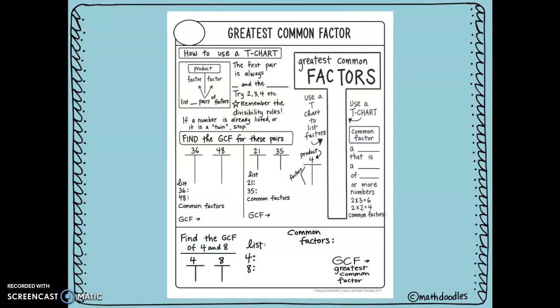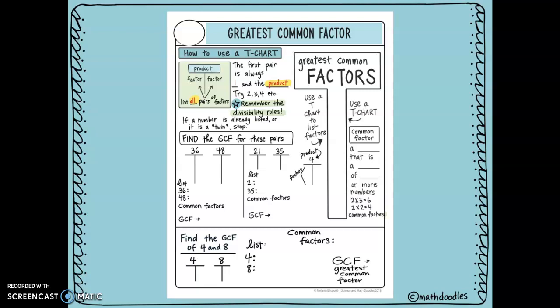Greatest common factors. We went over using a T-chart to find greatest common factors. Remember that the two factors multiply together to get a product. The product is your target number. So if we're looking for the greatest common factor of 36 and 48, the first step is to list all of the pairs of factors for both numbers. The first pair is always 1 and the product.